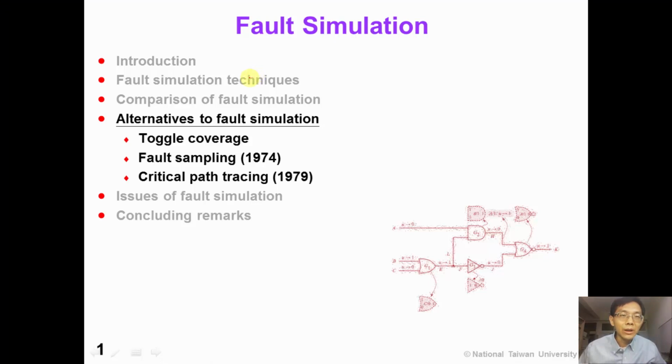In the previous video, we have shown many fault simulation techniques, and we know that fault simulation is slow. So in this video, we are going to introduce some alternatives to replace fault simulation. This video includes toggle coverage, fault sampling, and critical path tracing.